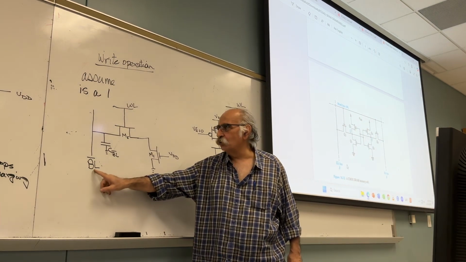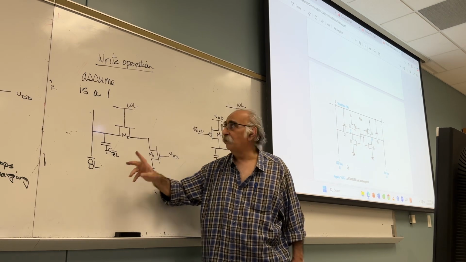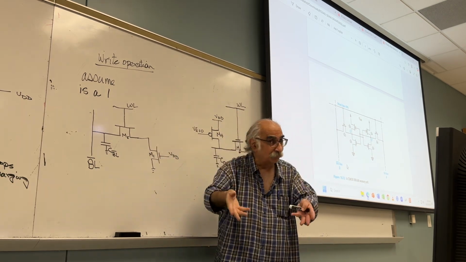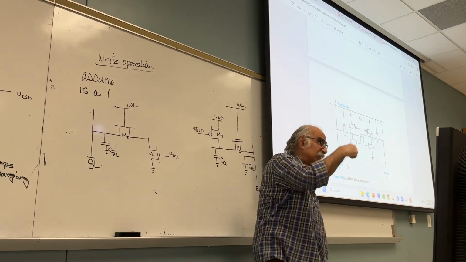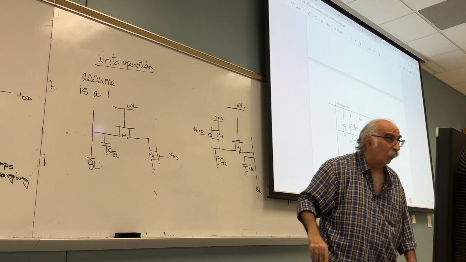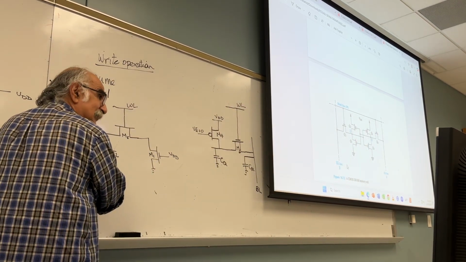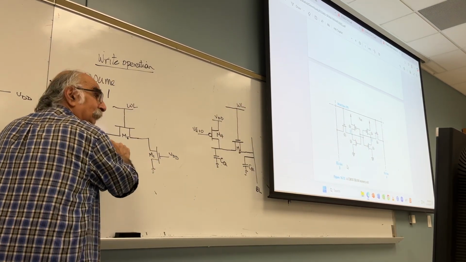Bit line is what? 0. Remember, I want to write a what? 0. What do I put on the bit line? 0. What do I put on the bit line bar? 1. Which is this one is 1. VDD. Yes? What will happen?